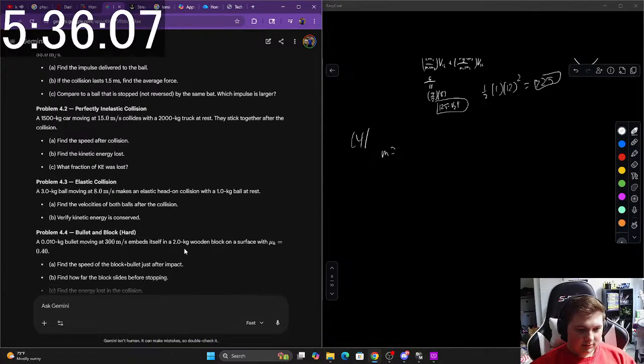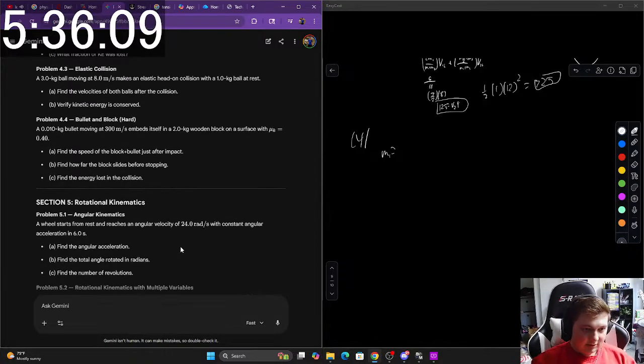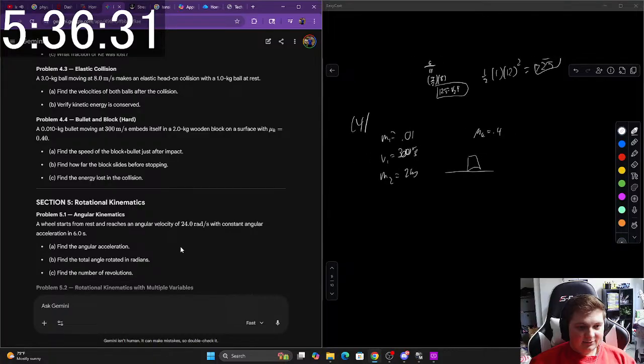Oh. M1 equals 0.1. A 2 kilogram block on a surface with mu k equal 0.4. Find the speed of the block just after impact. So before kinetic friction has acted on it, I think.